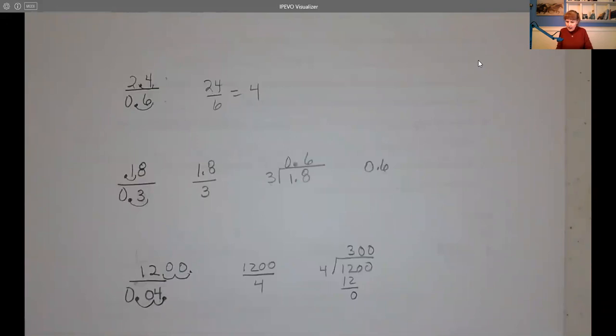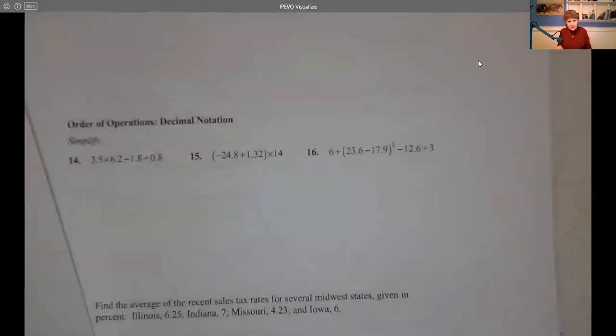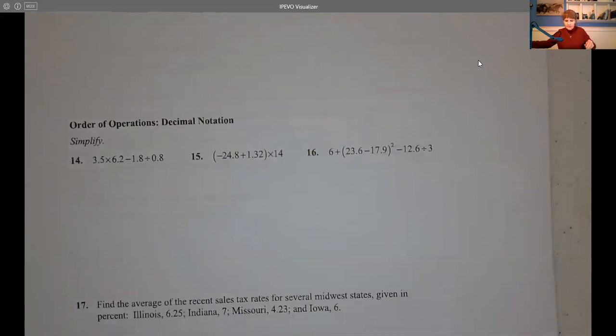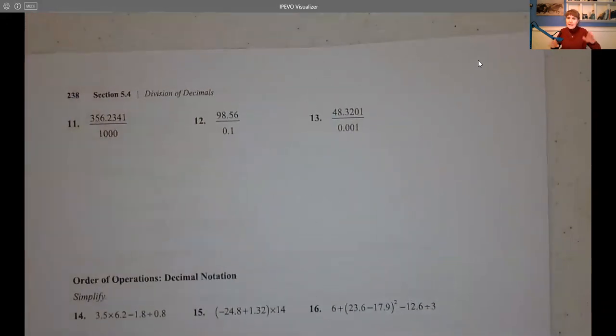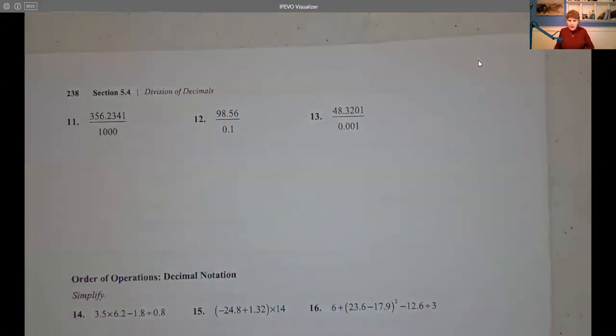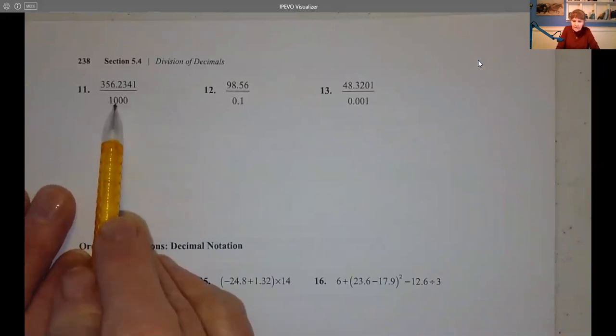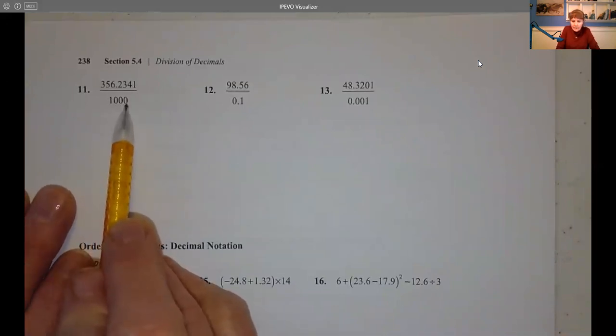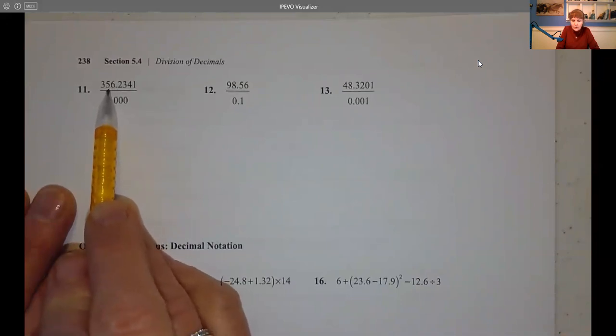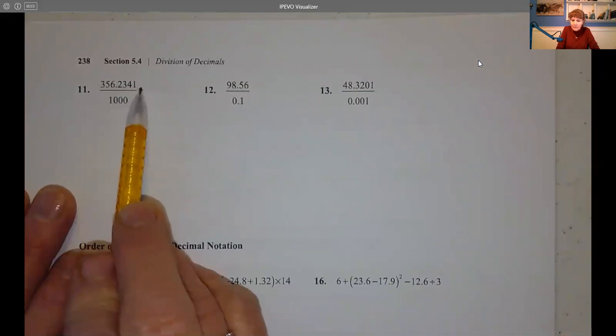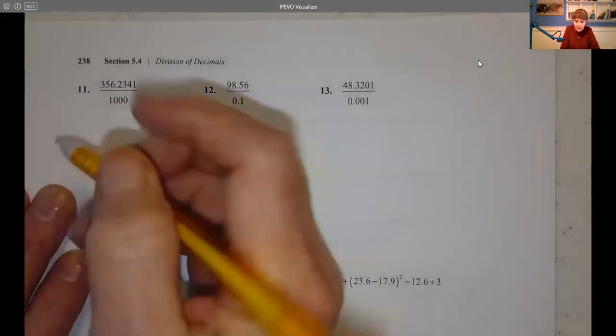All right. Let's see what else is in this section. This is section 5.4. This is the exact same idea of what I was talking about earlier, with number 12 and 13. On number 11, just remember that here I am dividing and it has 3 zeros. So that means I'm going to move the decimal to the left 3 times. If I had been multiplying by 1,000, I would have moved the decimal to the right 3 times. But here in division, you'll move it to the left.